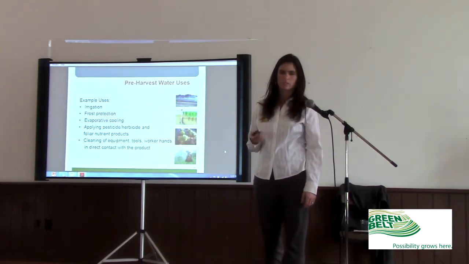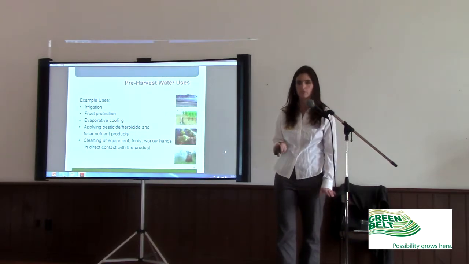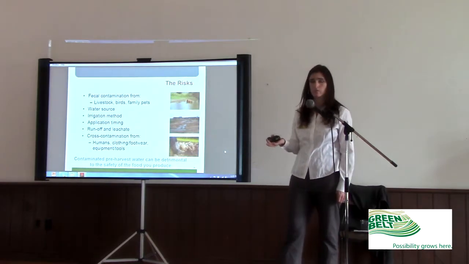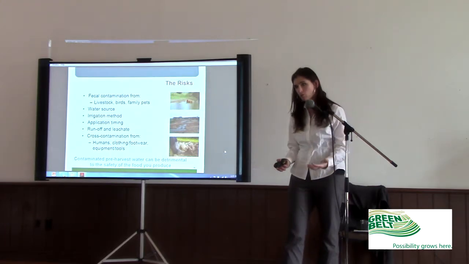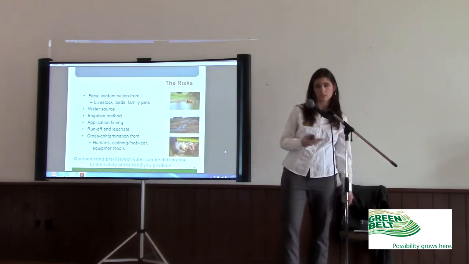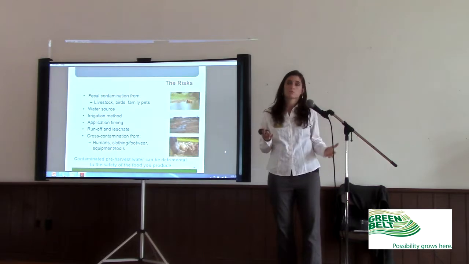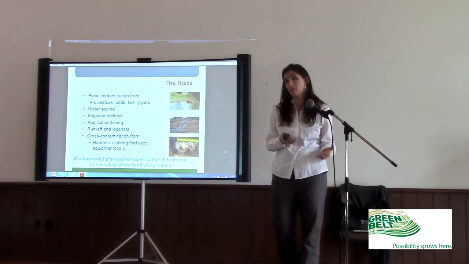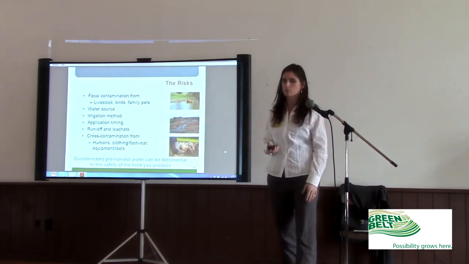But again, it's just to be cognizant of, okay, where am I using water? What do I need to be addressing if there is a risk? So the risk with agricultural water, again, is often fecal contamination. So where are you going to get that? Warm-blooded animals, livestock, birds, family pets, even humans, as our poster indicates. Maybe upstream there's a campground, or maybe people dump out from their trailers. You can't control that, but it's something to be aware of, and then potentially you could do something differently.